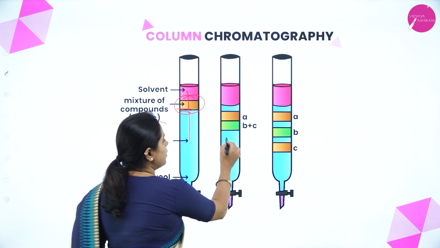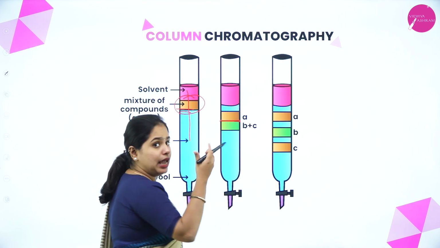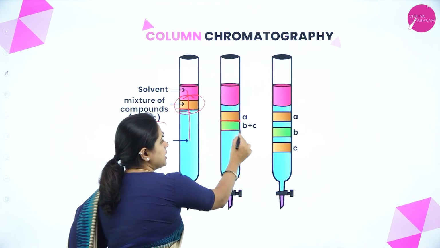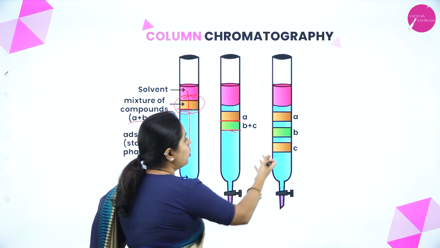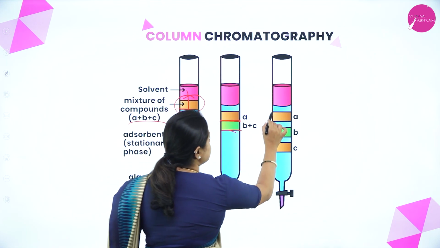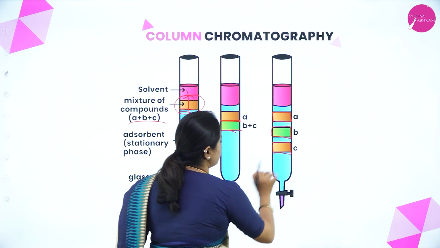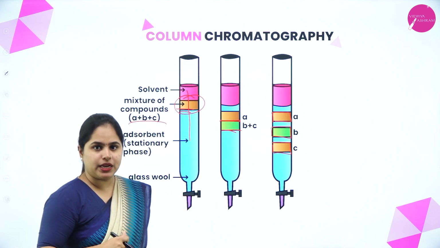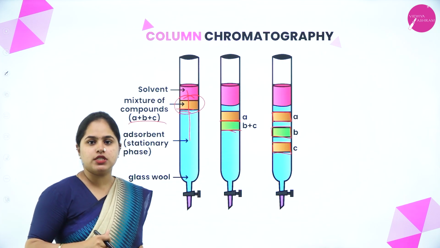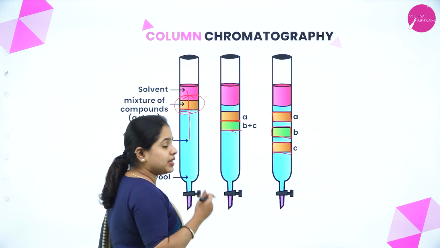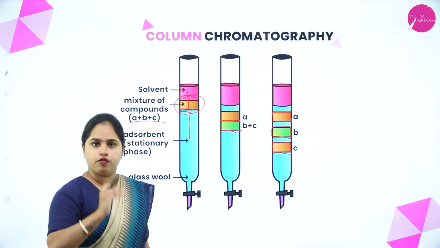So as you can see, first you are able to see that A got separated. Now B and C are together here. Right. Now after a while what you can see, this layer is of A, this column is of B, this column is of C. Now you got it separately. Yes, each of the compounds is separated. Now, based on what? Based on the extent of adsorption.